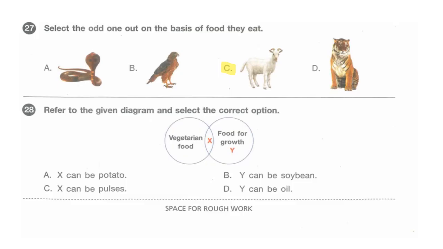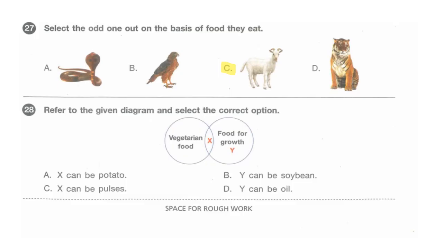Answer is option C, goat, because the food habits of all the other options, A, B and D, are different from C. Hence, the odd one is option C, which is a picture of a goat. Let's move on to the next question.